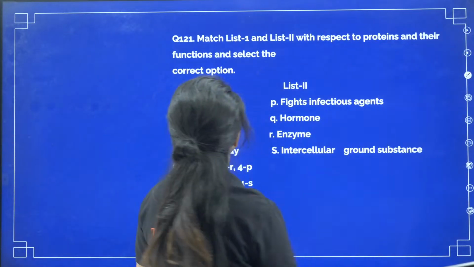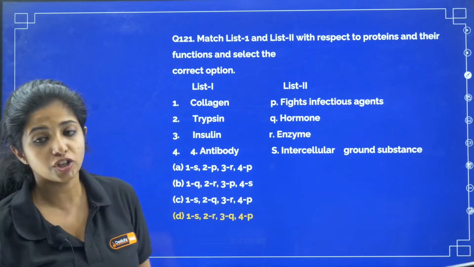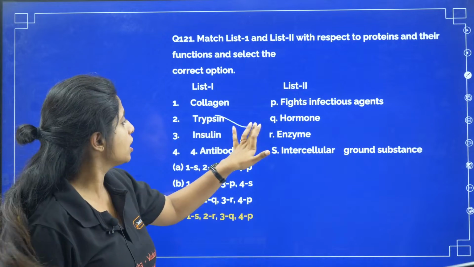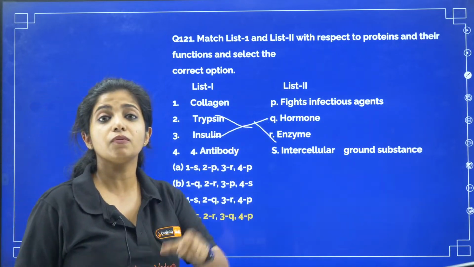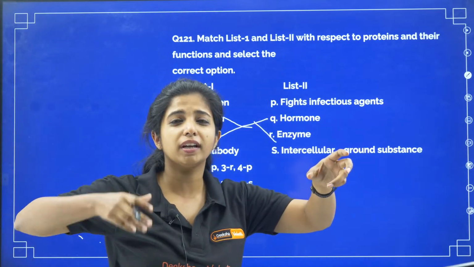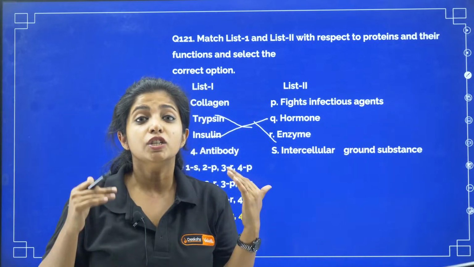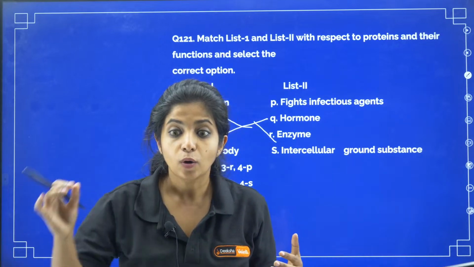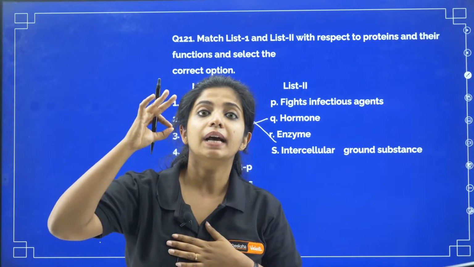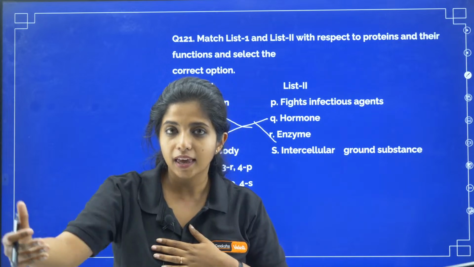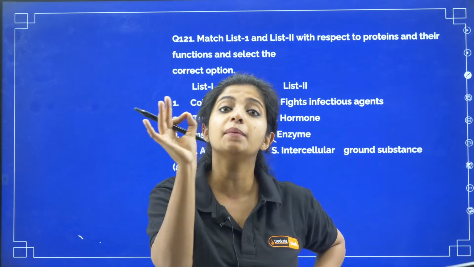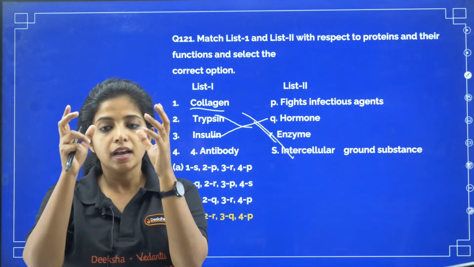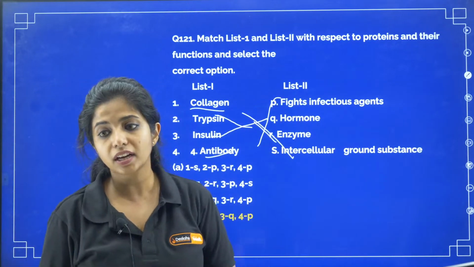Next thing. Match list 1 and list 2 with respect to proteins and their function and select the correct option. Collagen, trypsin, insulin, antibody. Trypsin is an enzyme that breaks down proteins. Insulin is a hormone that basically converts glucose to what? Glycogen. Glucose to glycogen. So it helps in the process of glycogenesis. Always remember, insulin favors glycogenesis, glycogen formation. If it is written in the option that it inhibits glycogenesis, it will be wrong. Now collagen is basically intercellular ground substance. In between the cells, you have collagen. Antibody fights against infectious agents.